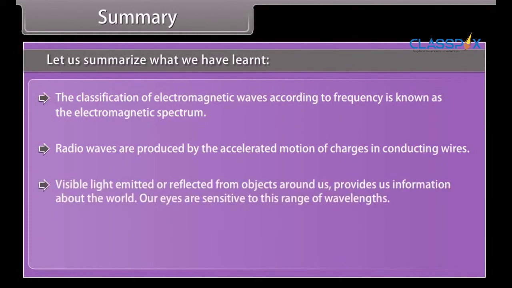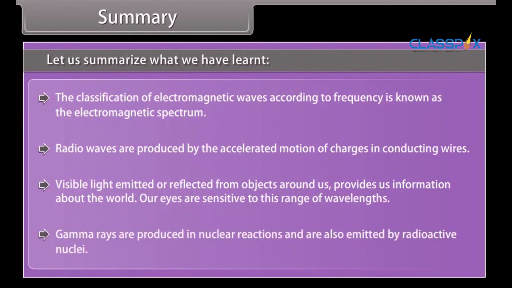Visible light emitted or reflected from objects around us provides us information about the world. Our eyes are sensitive to this range of wavelengths. Gamma rays are produced in nuclear reactions and are also emitted by radioactive nuclei.